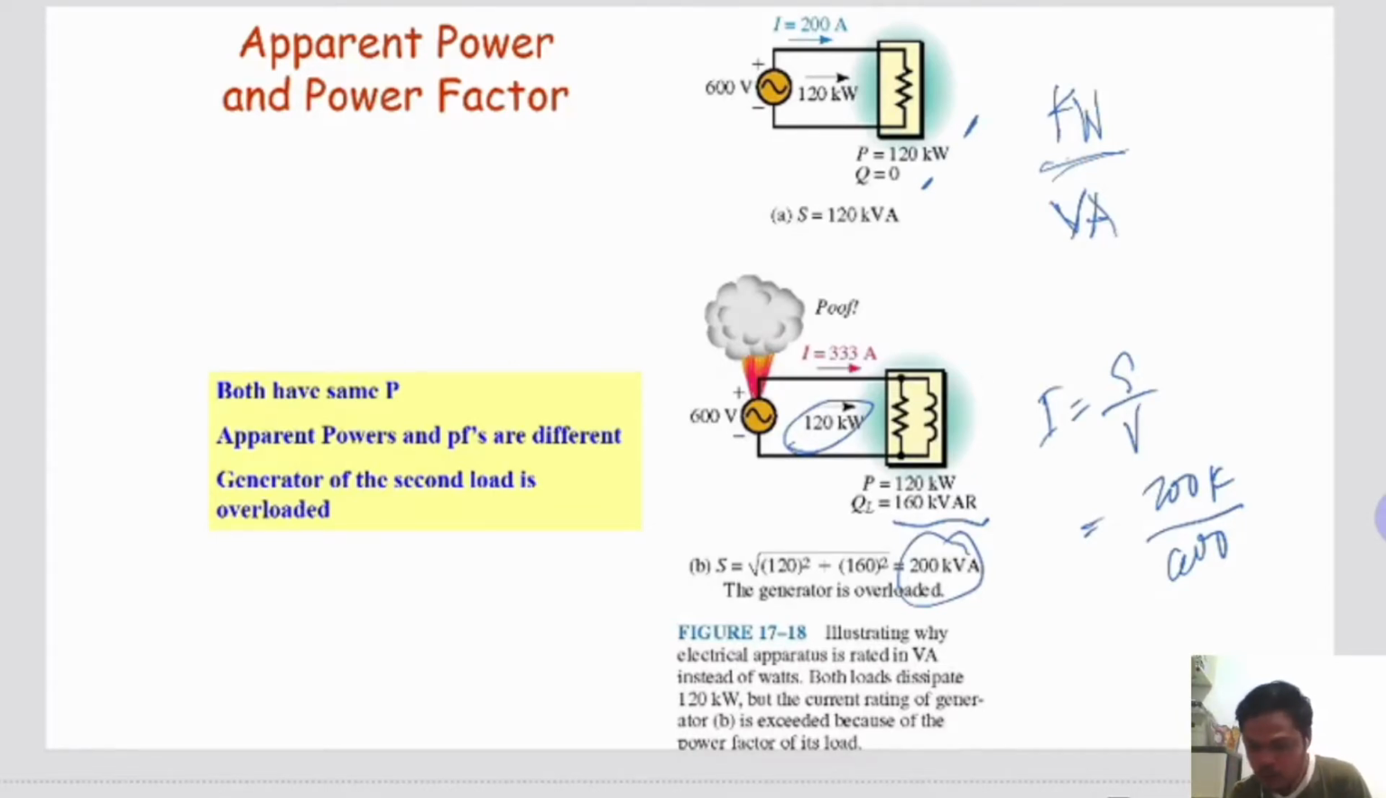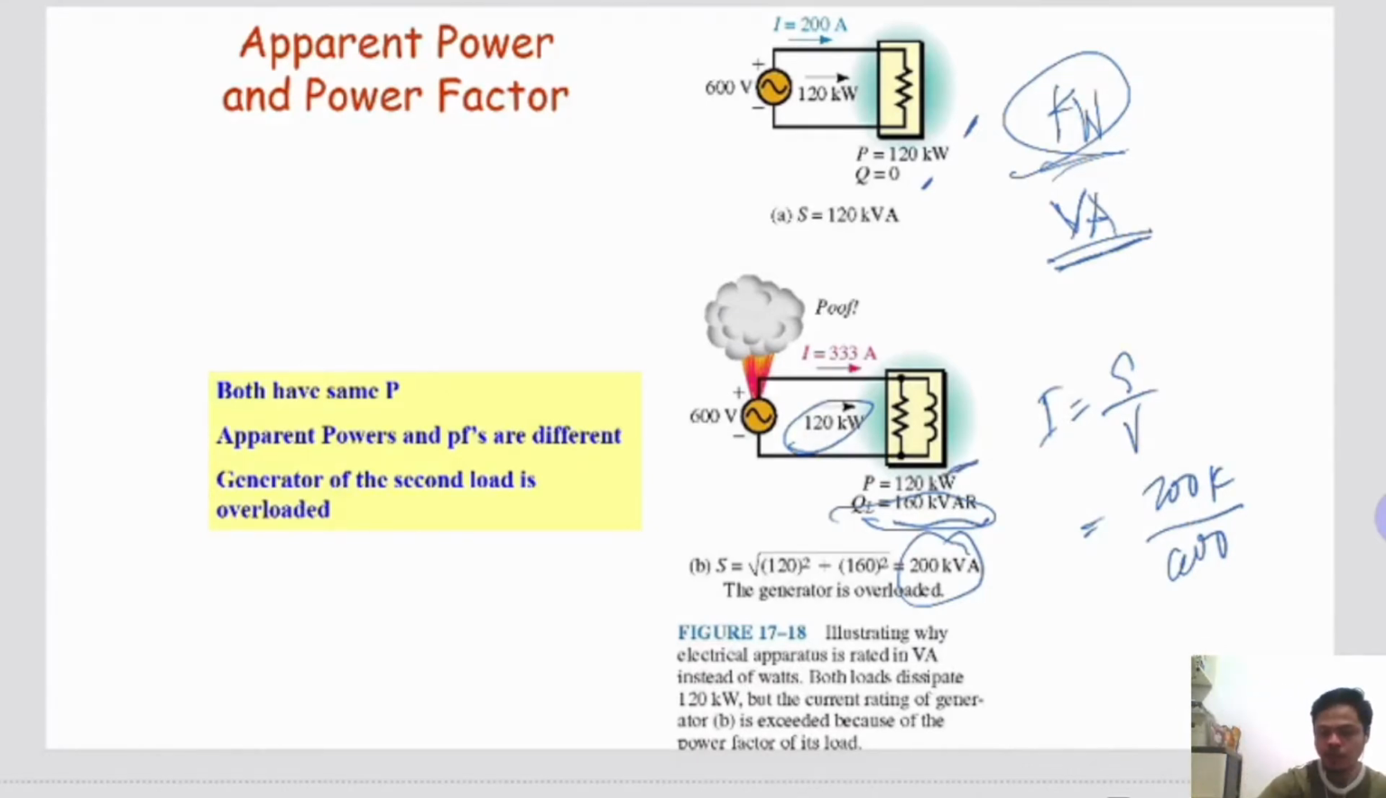So it is always important to consider power in terms of kVA rather than kilowatts, because in a real case scenario, our load consists of reactive power and not just the real power itself.